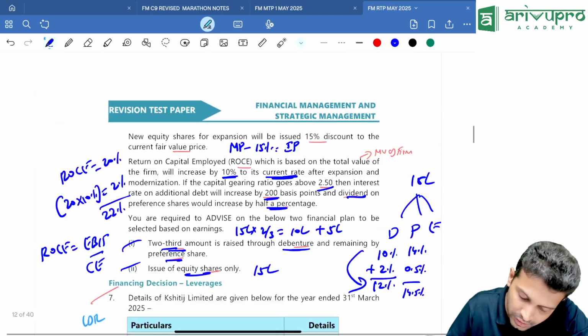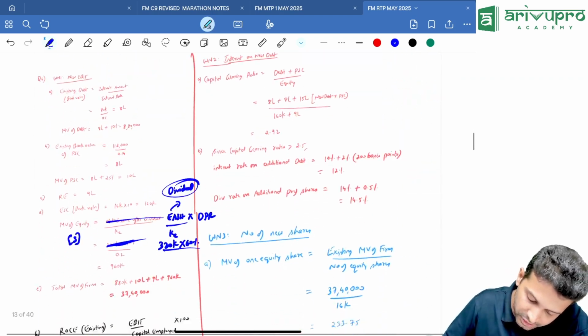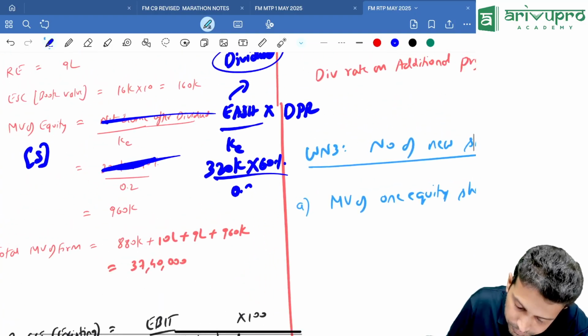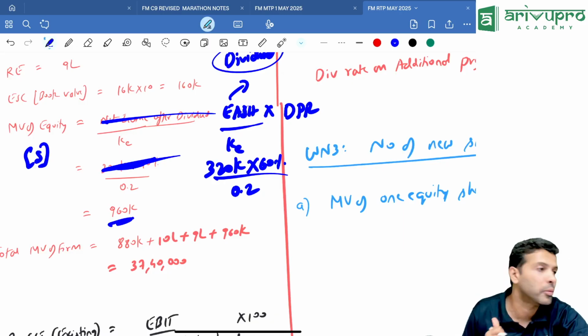How much is the cost of equity given in the question? Cost of equity is given in the question to be 20%. So divide that. How much are you going to get? Quickly do it. You should be getting 9,60,000. Confirm for me, are you getting it?